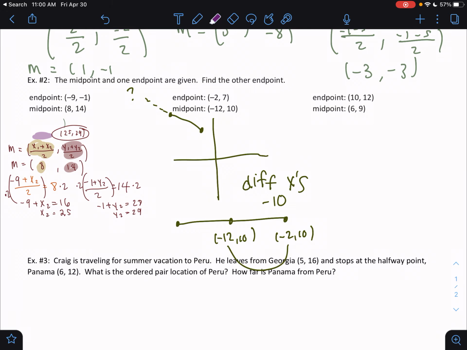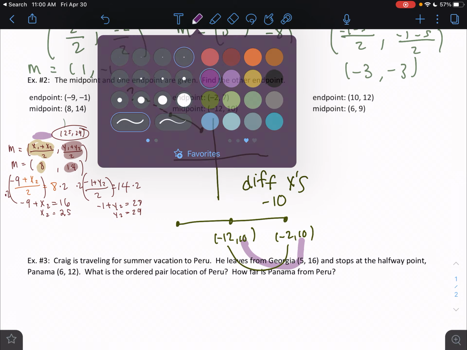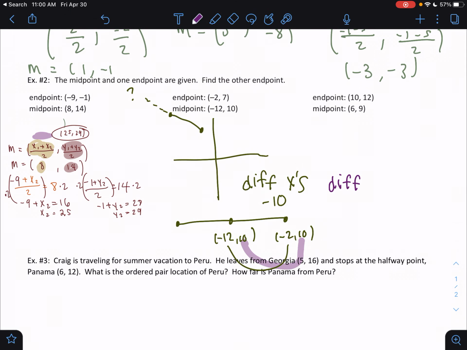Now what is my difference between the y's? I wrote that wrong there. Say those are the same number. There we go. That should be 7. So our difference between those, 10 minus 7, is 3.